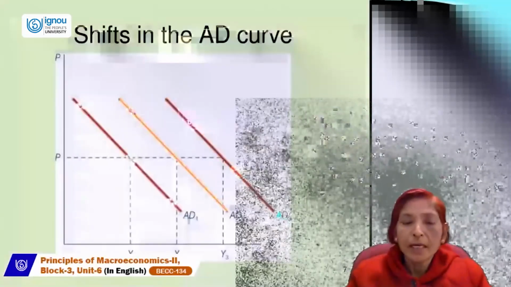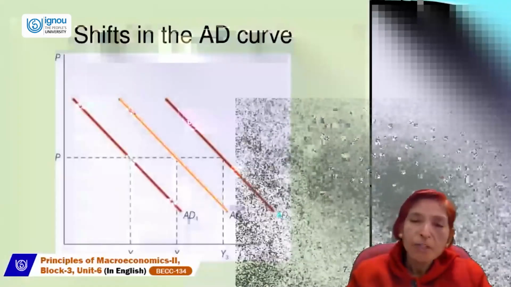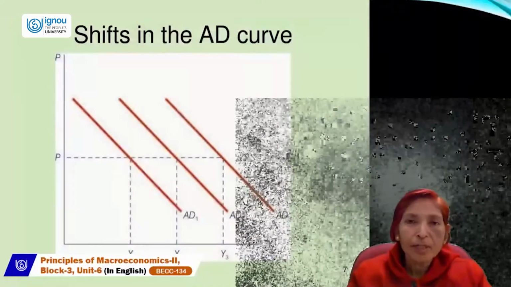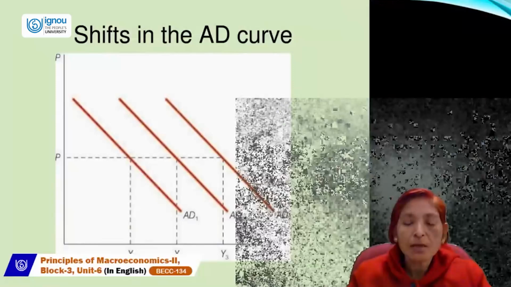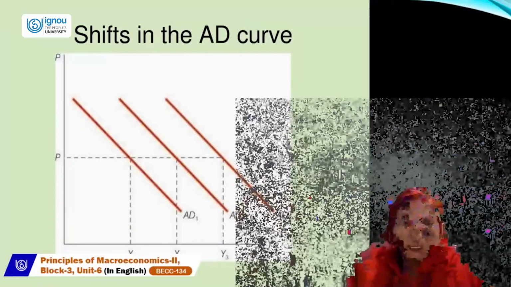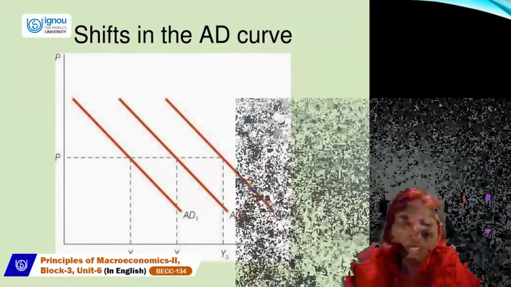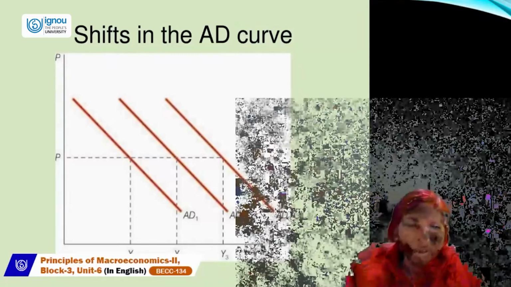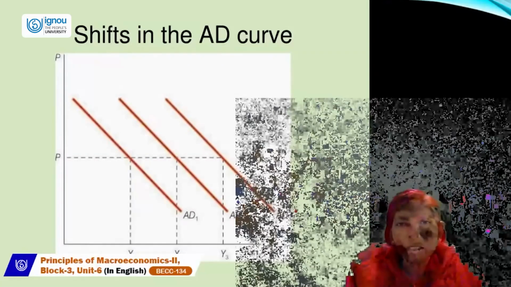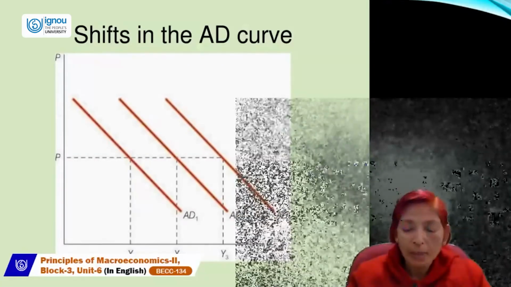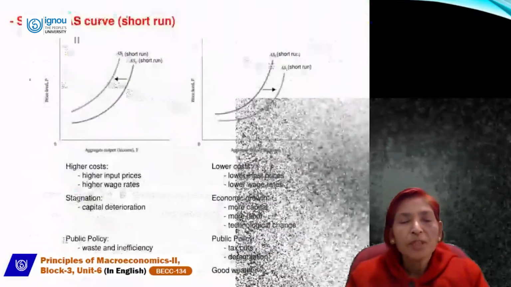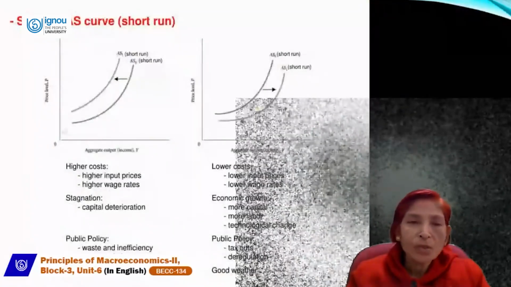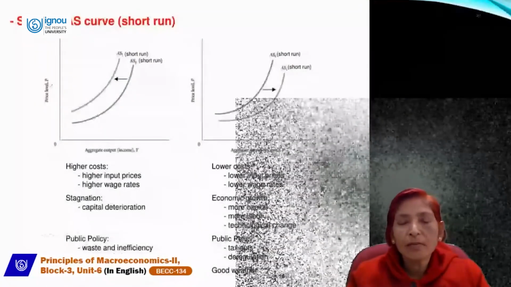Next is aggregate demand curve shifts. It can shift right hand side or left hand side, but price will remain constant. Only the demand curve will shift, or income level will rise, but there will not be any change in the price level. Next, the aggregate supply curve can also shift to the right hand side or left hand side.